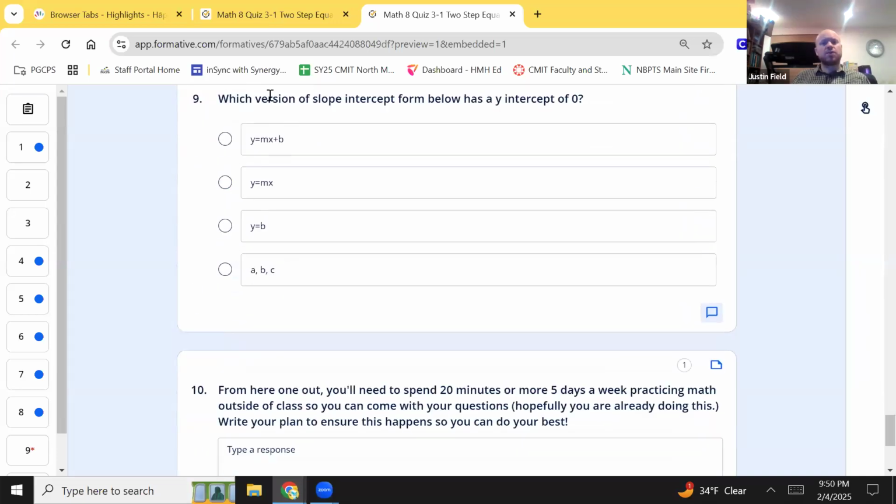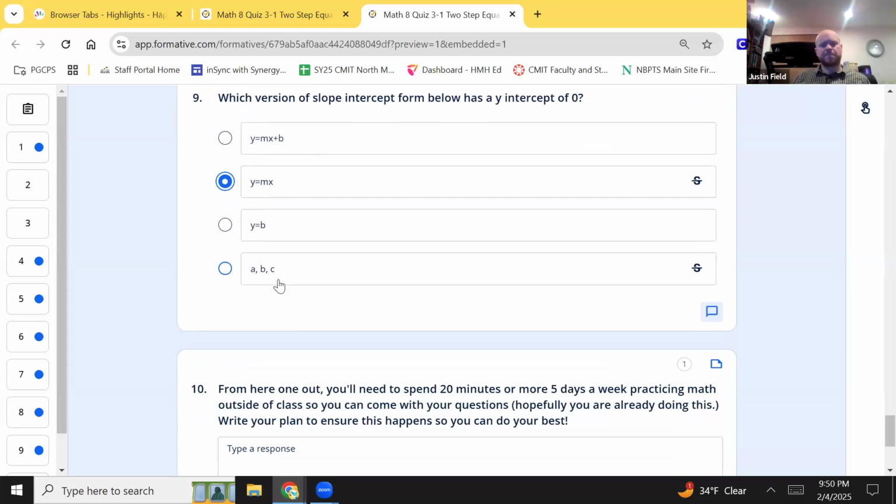Which version of slope-intercept form below has a y-intercept of 0? That would be the one without a b, which is right here. Y equals mx plus b is slope-intercept form. Y equals b would be a horizontal line through b. And A, B, C, those are just the first 3 letters of the alphabet.